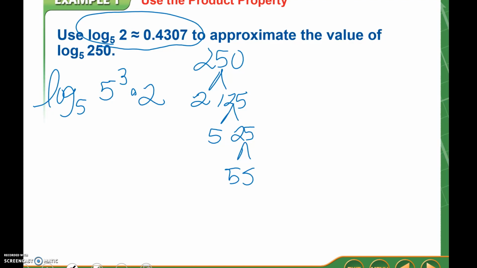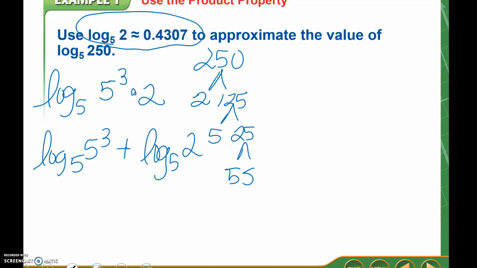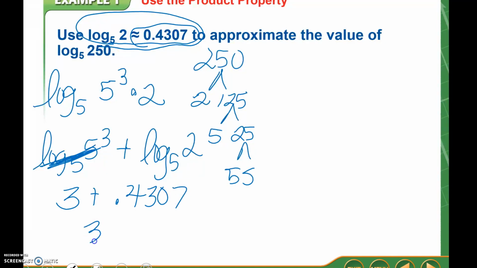But we just learned that product in log is addition. So I could rewrite this product, this times 2, as log 5 to the third plus log 5 of 2. Well, log 5 to the third, since those bases are the same, that cancels out and I just get 3. And we know log 5 base 2 is 0.4307. So I get 3 plus 0.4307, 3.4307.